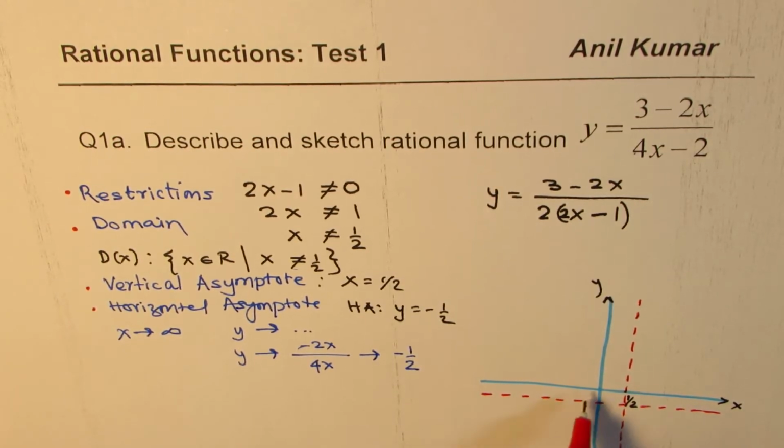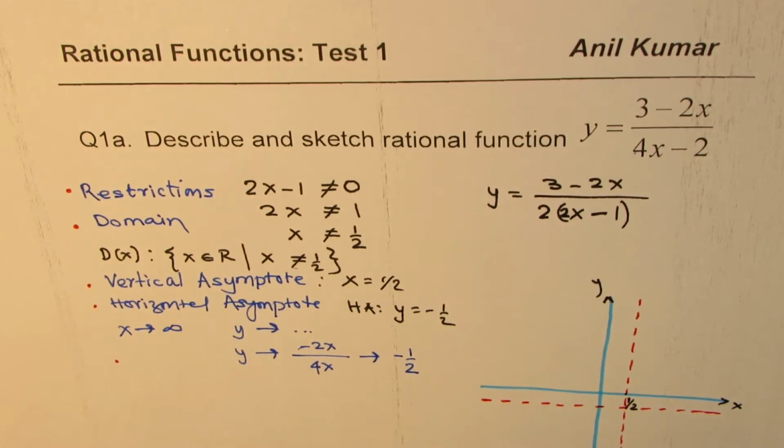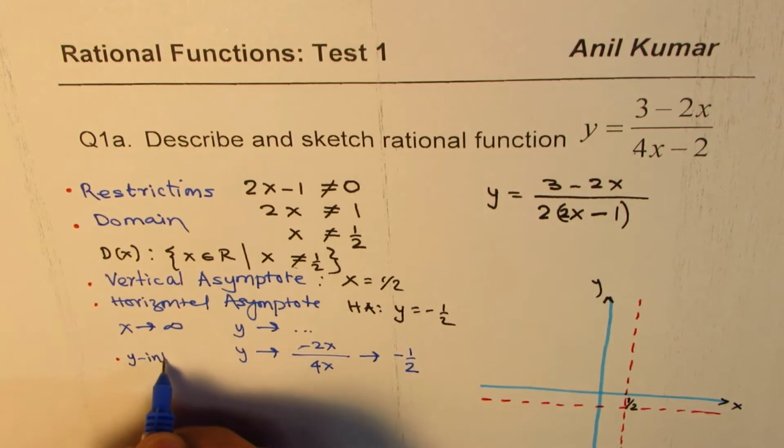Now, what happens when x is 0? When x is 0, we get the y-intercept. So now we can talk about what happens at x equals 0, or the y-intercept. We'll talk about the y-intercept now.